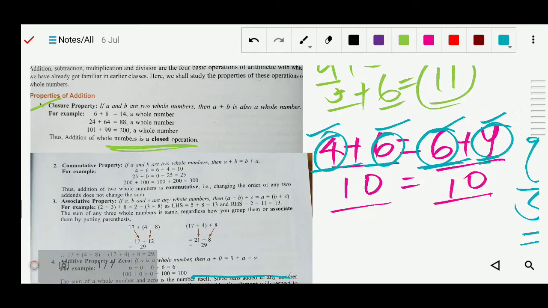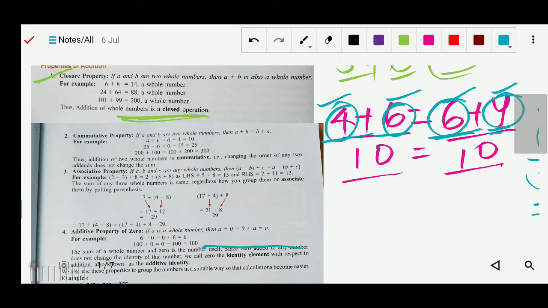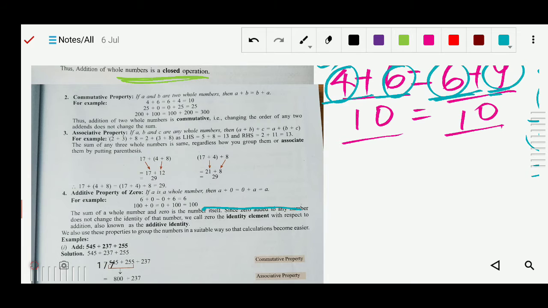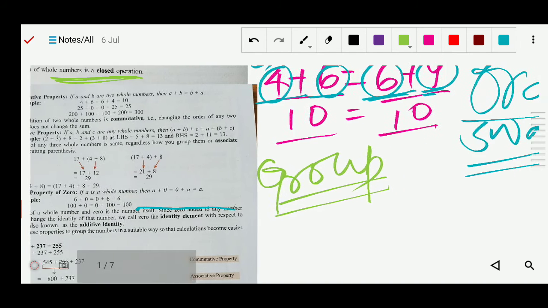Next is the associative property. What is associative property? In the associative property, if a, b and c are any whole numbers, then a plus b plus c equals a plus, in the bracket, b plus c. They are the same. In simple words, associative property is nothing but grouping. What is the meaning of grouping? You will understand better here.